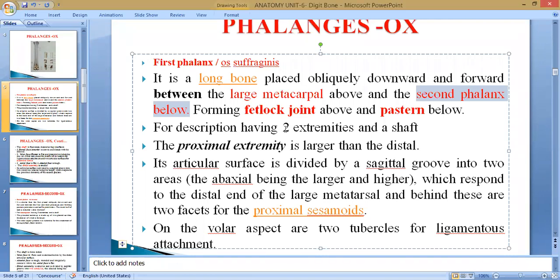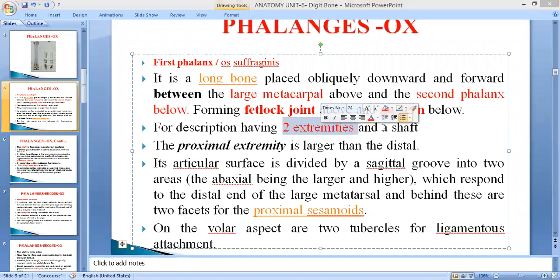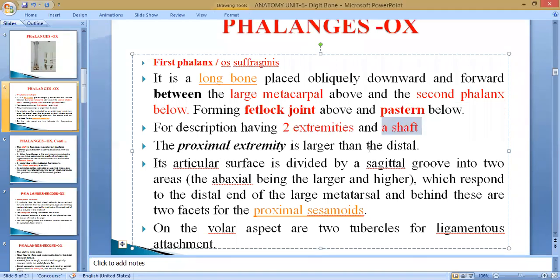For description, it contains two extremities because it comes under the long bones: two extremities and a shaft. These extremities are the proximal extremity and the distal extremity. The proximal is larger than the distal. It contains an articular facet proximally, divided by a sagittal groove into two areas, abaxial and axial. Abaxial is larger, that means lateral is larger.